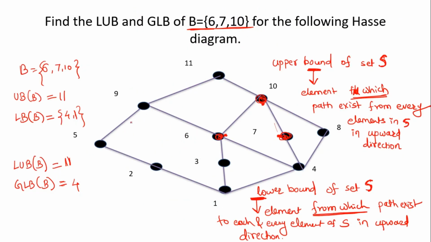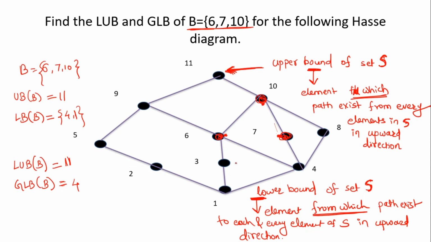Now we have to find the least upper bound and greatest lower bound for this subset 6, 7, 10. For 6, 7 and 10, what are the vertices which go in the upward direction? This is a vertex present on the uppermost hierarchy, and from 6, 7, 10 there exists a path going in the upward direction and meeting 11. So this is my upper bound. And from all the upper bounds, only this single upper bound is present. So this is my least upper bound.